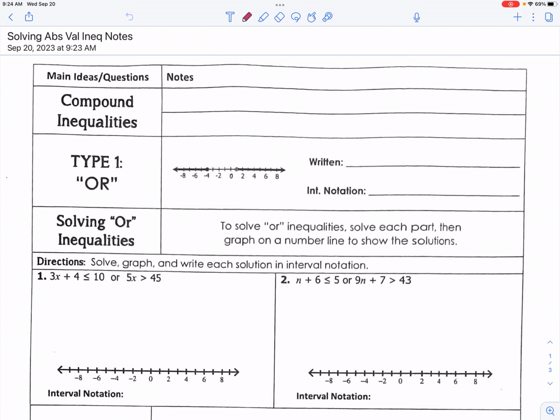All right, we're going to be looking at solving absolute value inequalities today. But in order to be able to solve absolute value inequalities, we need to review compound inequalities. So some quick notes on things that I want you to remember.